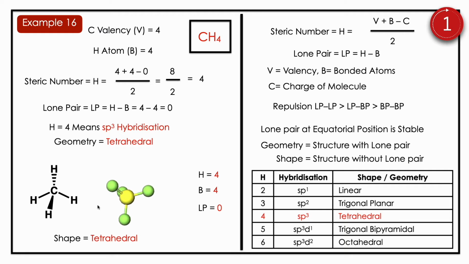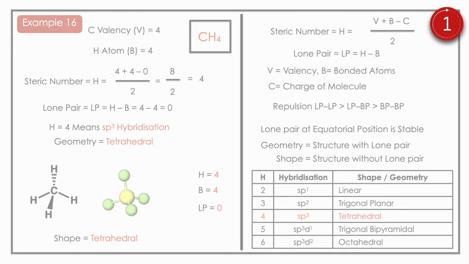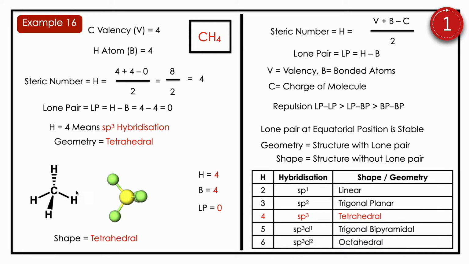Let us look at example 16. CH4. It's an obvious one. Everybody knows tetrahedral. But let us go by our method. Carbon is the central atom. Carbon valency is 4. Hydrogen atoms are 4. So steric number will be 4 plus 4 minus 0 whole divided by 2, which gives 8 by 2, 4. Lone pair will be H minus B, which is 4 minus 4 equals 0. So H4 means sp3 hybridization without lone pair. So structure will obviously be tetrahedral. So both geometry and shape are tetrahedral. So CH4 is tetrahedral.